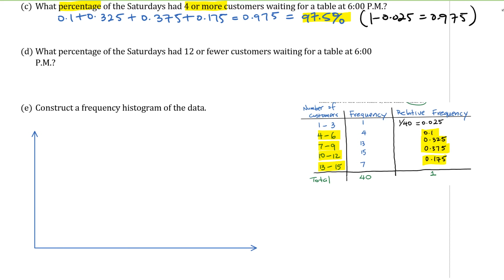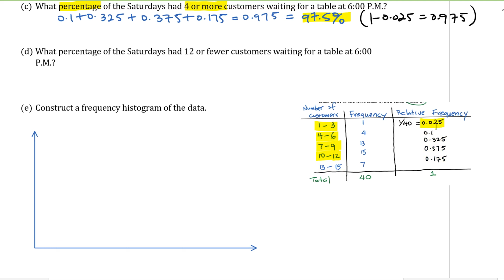What percentage of Saturdays have 12 or fewer customers waiting for a table at 6 p.m.? Okay, let me erase that again. I want 12 or fewer. Let me find 12 first. 12 is right here. 12 or fewer, meaning 12 or less, so everything before 12. So that means I want to count the sum of the first 4 classes.